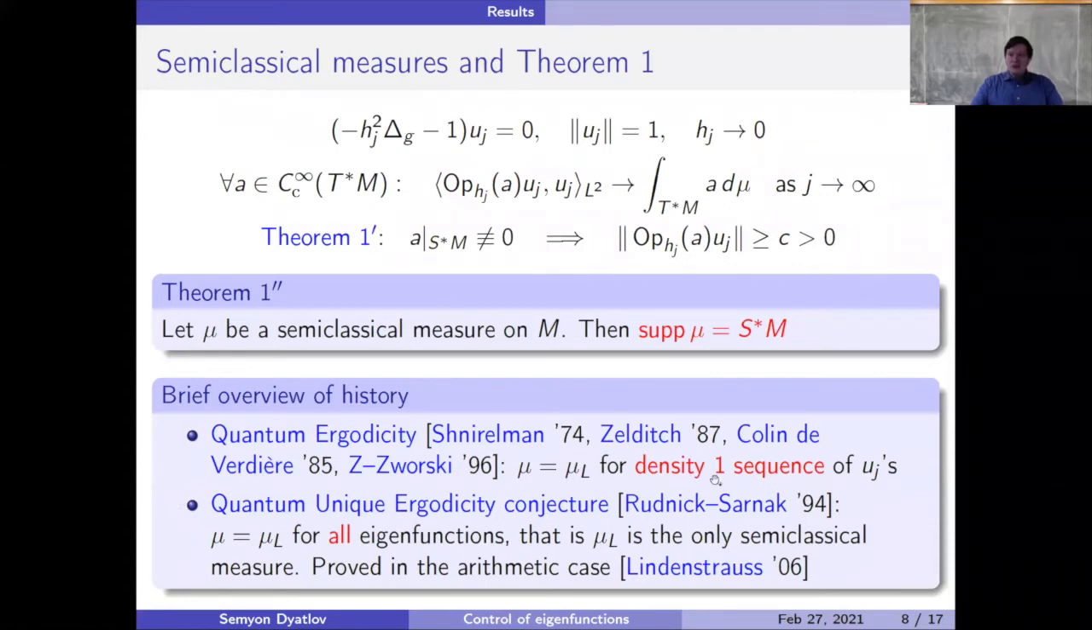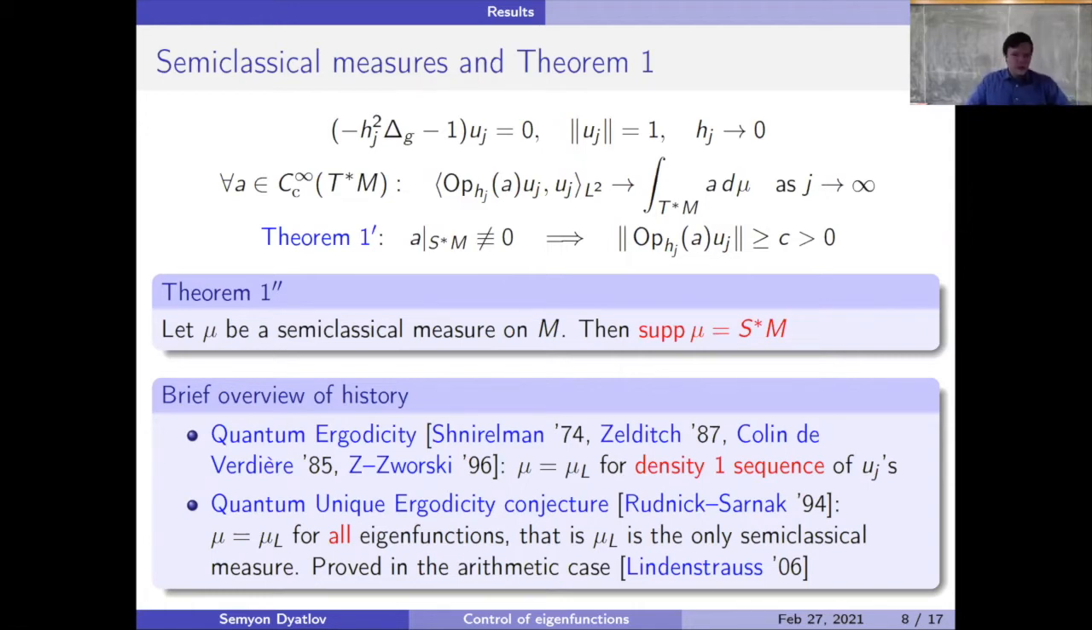But there is something left to be desired after this quantum ergodicity, because it only gives you something for a density 1 sequence. That's a fundamental feature of it, because it uses measure theoretic arguments, or averaged arguments on the phase space. So it can only access most eigenfunctions. It cannot tell you what happens for all eigenfunctions.